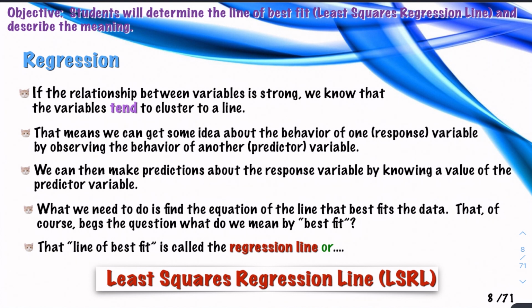And that means we can get some idea of the behavior of one, the response variable, by observing the behavior of another, the predictor variable, or the explanatory variable. We can then make predictions about the response variable by knowing a value of the predictor variable. So what we need to do is find the equation of the line that best fits the data. That, of course, begs the question, what do we mean by best fit? And that's where we go into depth in this chapter. And that line of best fit is called the regression line, or more specifically, the least squares regression line.